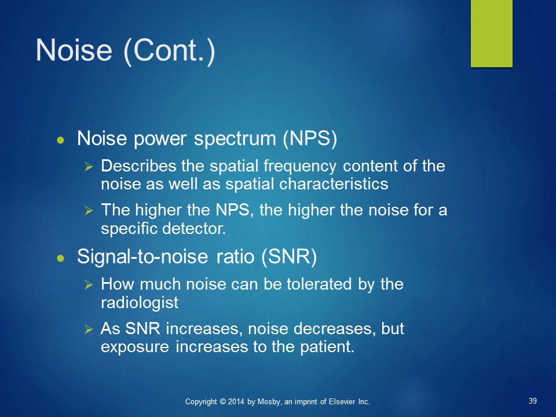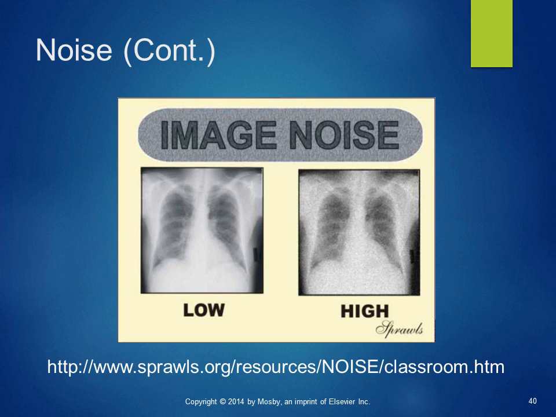Signal-to-noise ratio, or SNR, is how much noise can be tolerated by the radiologist. As SNR increases, noise decreases, but exposure increases to the patient. Again, as SNR increases, noise decreases, and exposure increases to the patient. This is showing you an example of low noise compared to high noise.